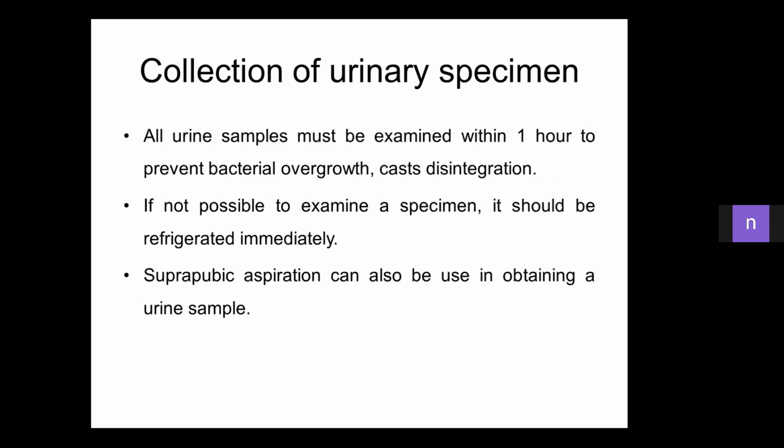So all urine samples must be examined within 1 hour, and if we cannot process it immediately, we can refrigerate it. I think 5 degrees Celsius can be used. And then suprapubic aspiration can also be used in obtaining a urine sample.